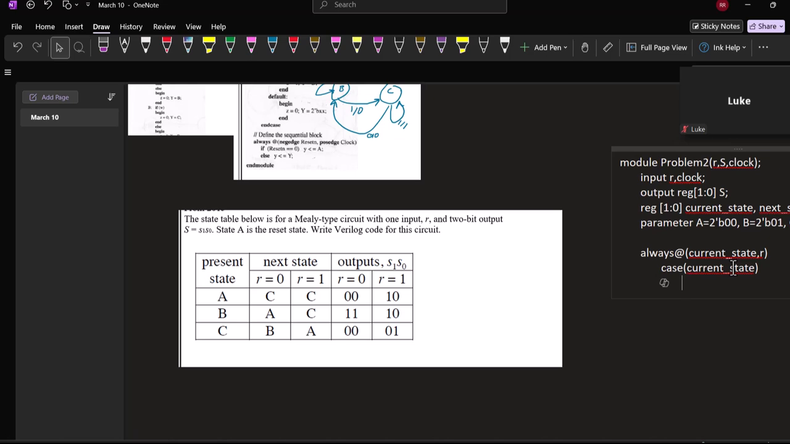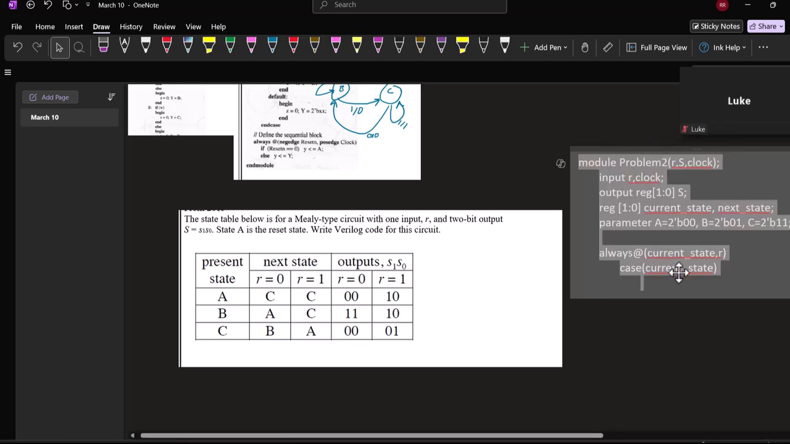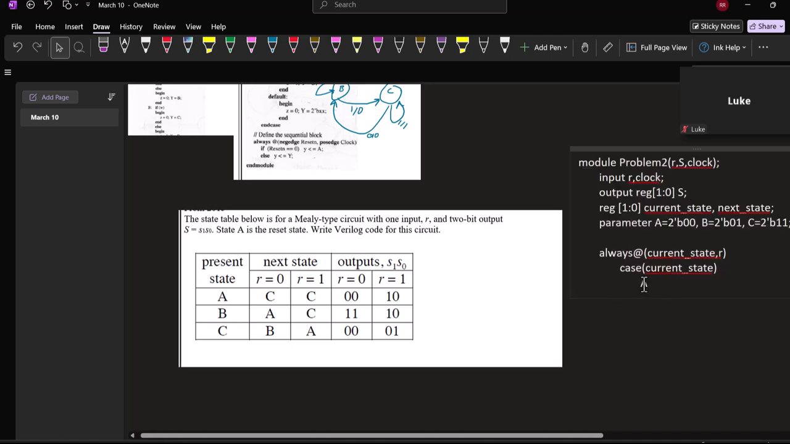And then if my current state is A, I'll have A colon. Now, this is a Mealy machine, so my output depends on my input, so I'm going to need to define my output within my case. I'm going to need a begin and an end with my if statements. So I'm going to have if R.